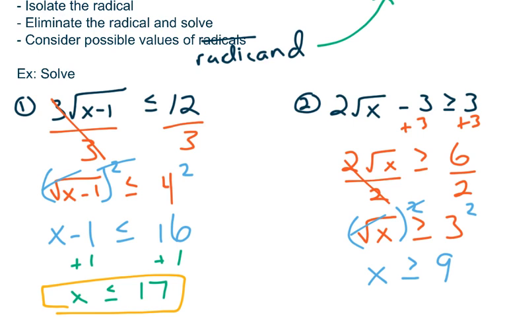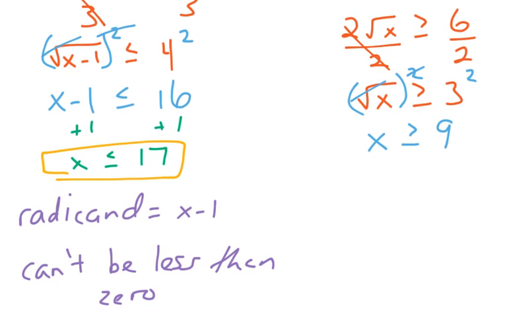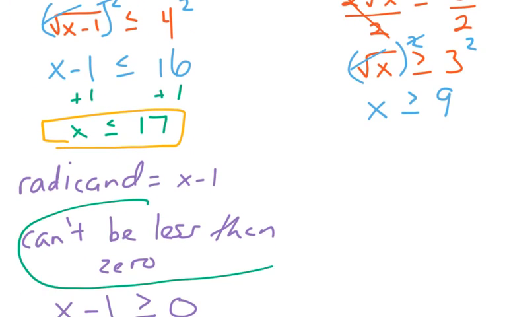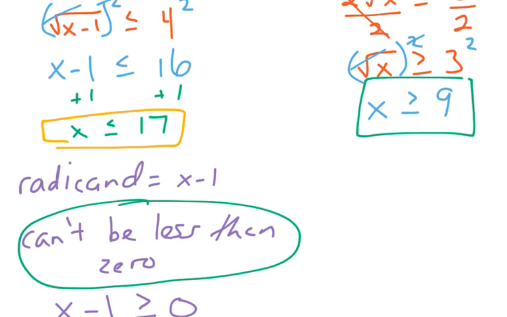Now consider possible values of the radicand. Step number 3. This one I'm going to argue that we don't need to worry about, because the radicand can't be less than 0, but the smallest x we can have is 9. There's no way that this could be a negative number. So really, we don't have any second step to do. This right here, x greater than or equal to 9, is going to be your answer.